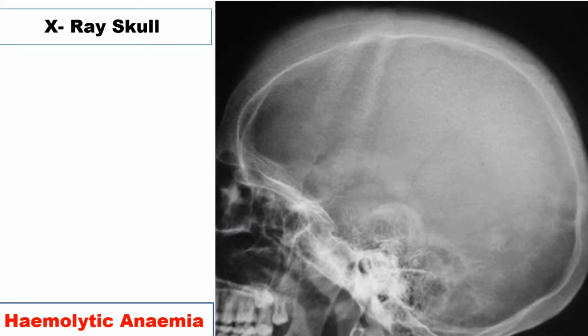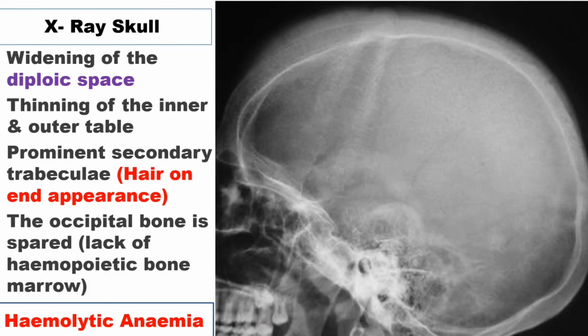Guys, this is the X-ray of the skull. What is showing here? You can see widening of the diploic space, with thinning of the inner and outer tables. There are prominent secondary trabeculae that give a hair-on-end appearance. If you are watching this X-ray, you can see a hair-like appearance. This is due to the prominent secondary trabeculae.